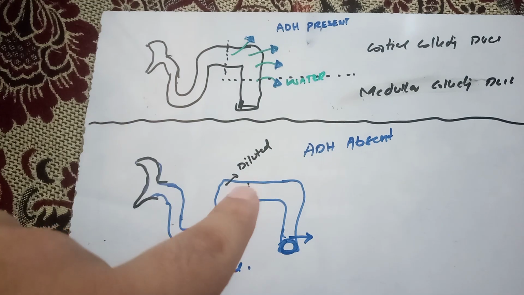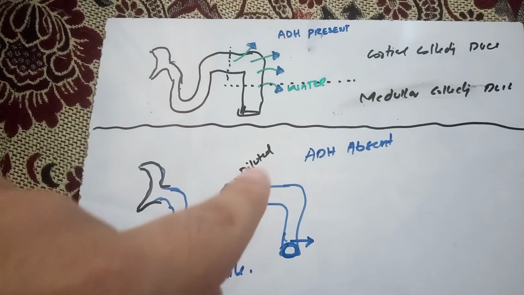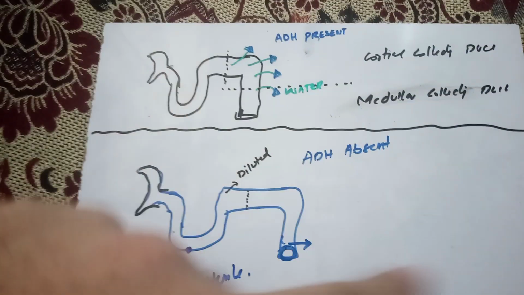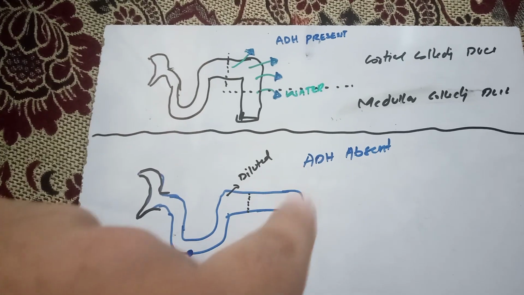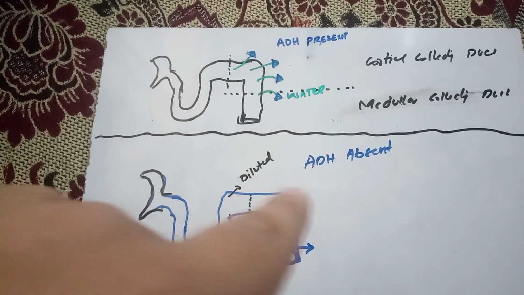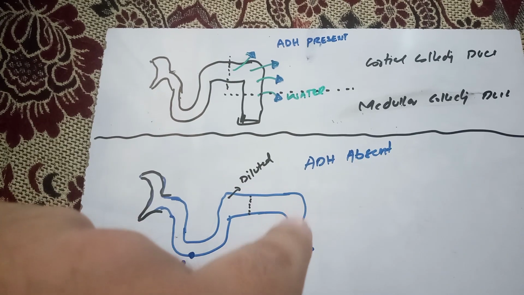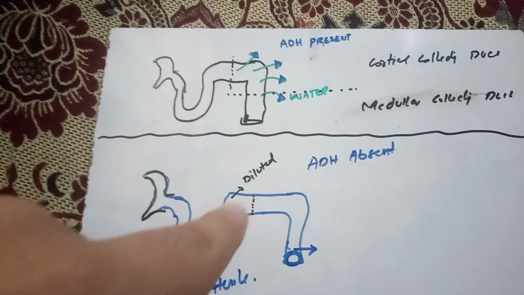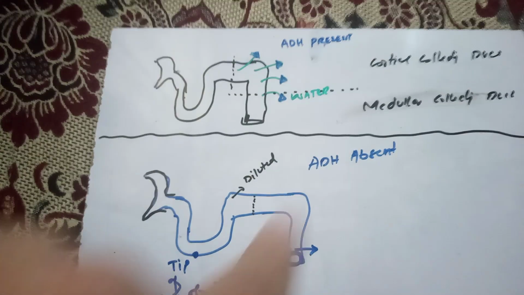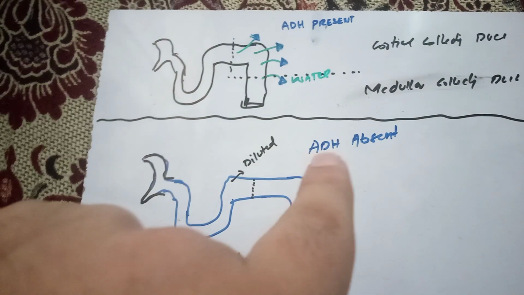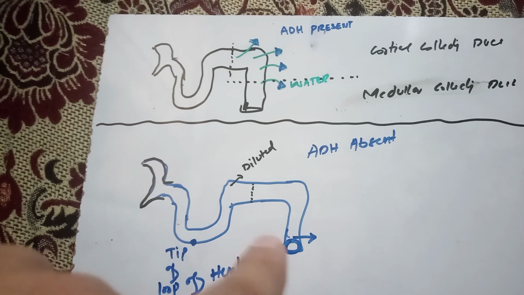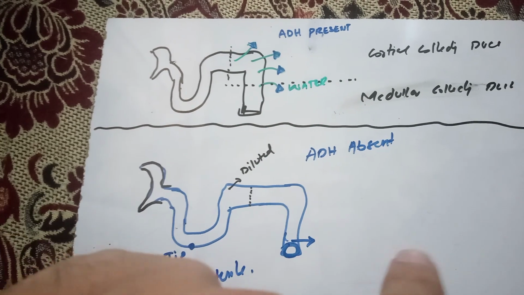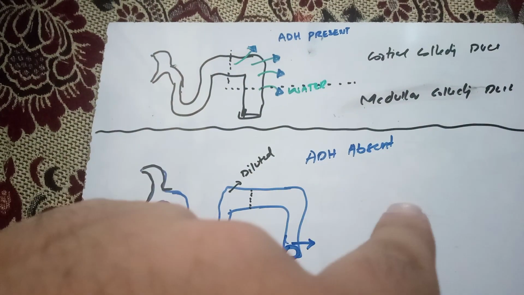Now if there is no ADH, there is no absorption of water. If there is no absorption of water, then there is maximum fluid. If there is maximum fluid, there is maximum urine and less salt, so it means this is diluted. The diluted infiltrate is further diluted. So in the absence of ADH, most diluted urine will be present in the medullary collecting duct. If that is not an option, then cortical collecting duct.